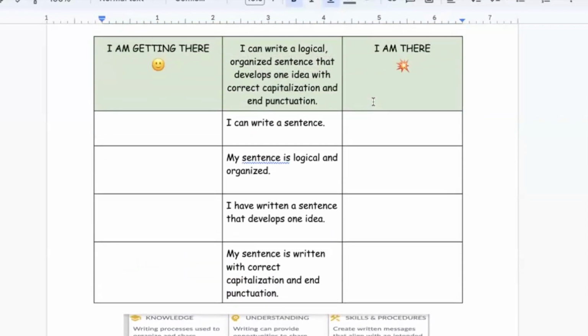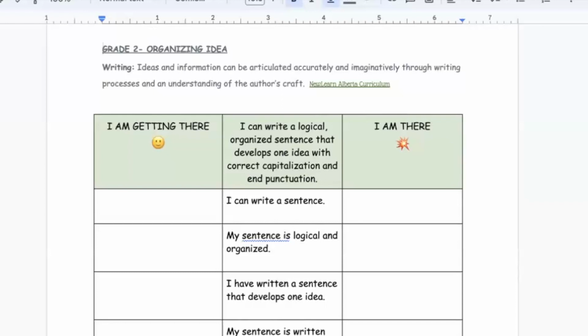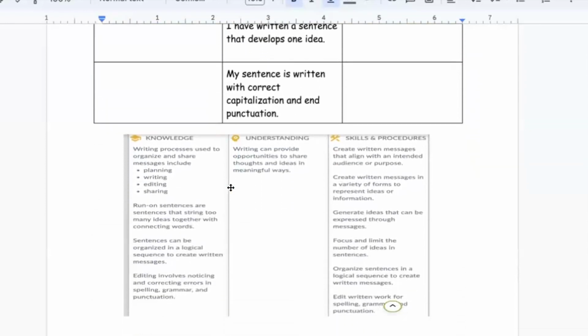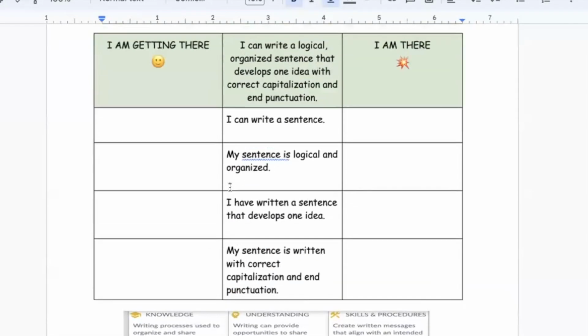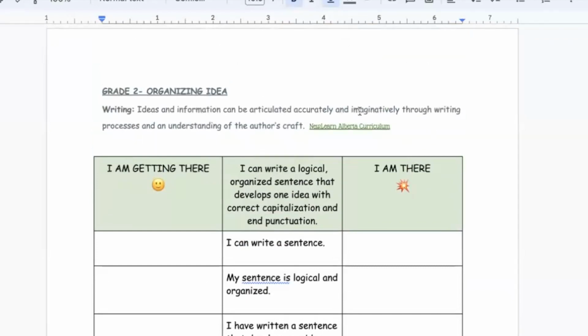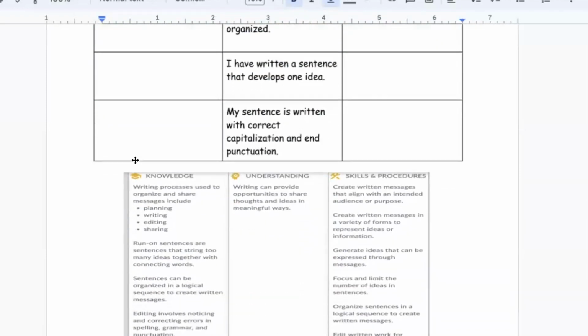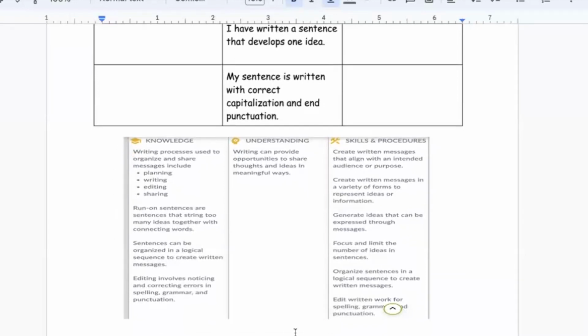and this is a screenshot underneath this 1-point rubric, where we looked at the knowledge, understandings, and skills and procedures. We picked the writing organizing idea, and we started to look at the knowledge and skills. So you can see ideas and information can be articulated accurately and imaginatively through writing processes and an understanding of the author's craft. That's the organizing idea that we went to. Then we went into the knowledge component, which is the what, and the skills and procedures are a bit of the how.